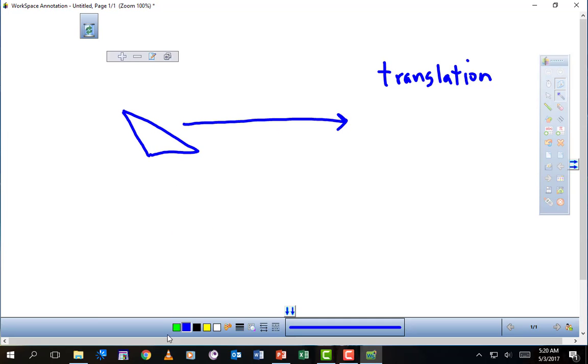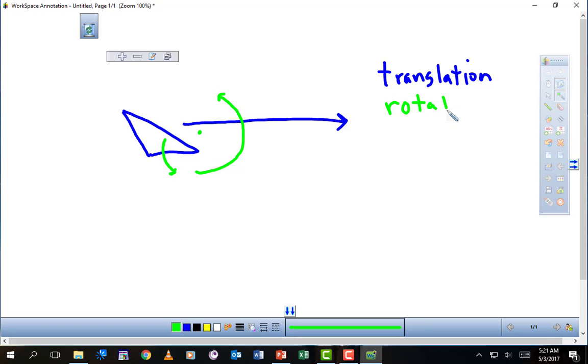But another thing we can do is take the object and rotate it around some sort of fixed point, kind of like a clock does, like when the minute hand rotates around a certain fixed point. In this case, I'm rotating this triangle counterclockwise. So that's another type of transformation we're going to study, a rotation.